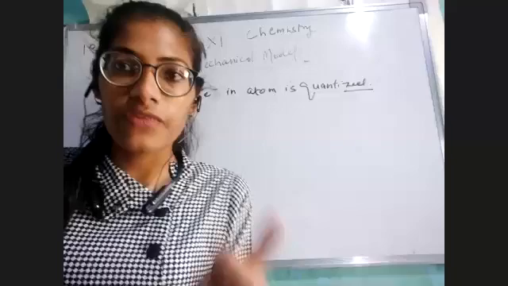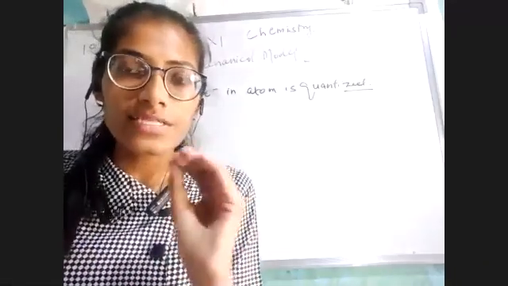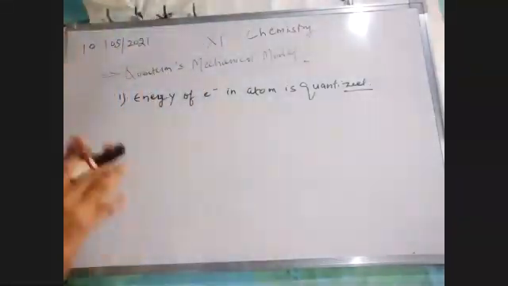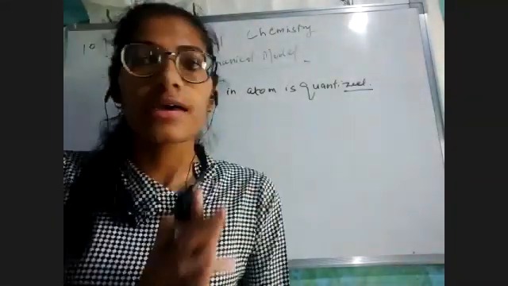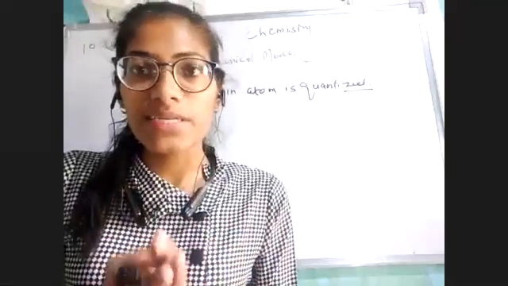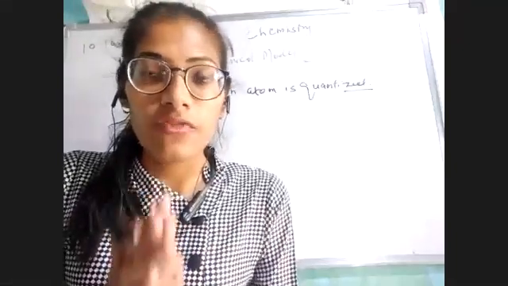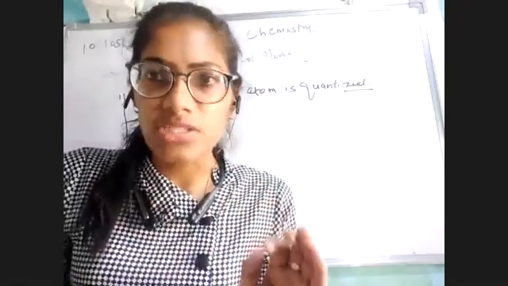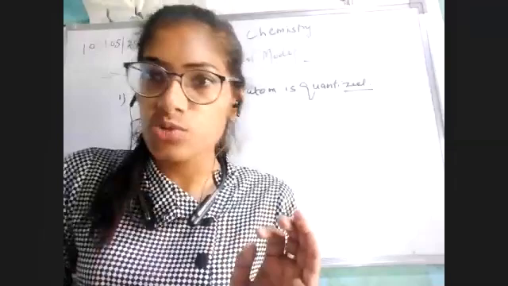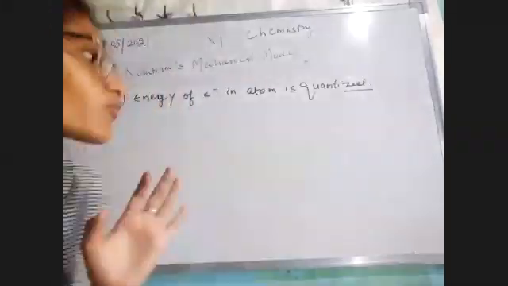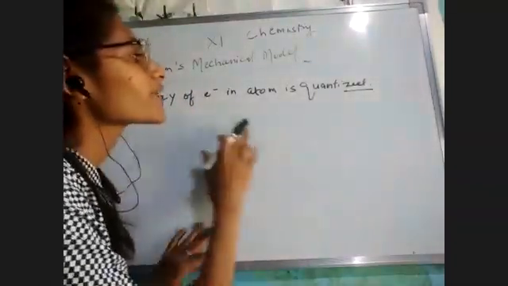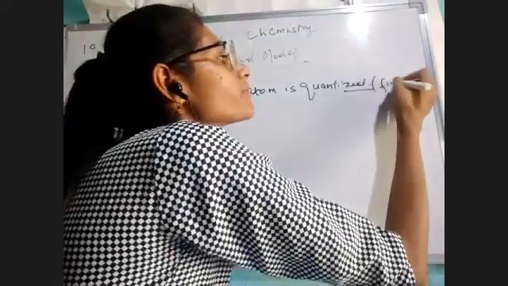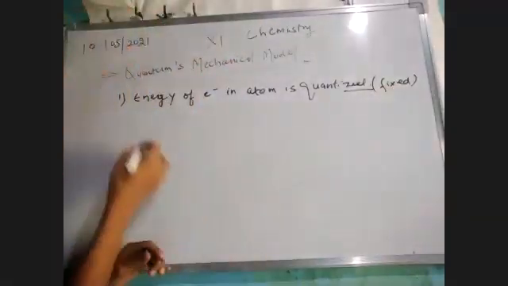Quantized means fixed. That means we can observe it in some numerical value. For example, the energy of an electron present in its orbital is in a fixed orbital, 5 gram, 10 gram, and if I talk in terms of energy, it is 5 joule, 10 joule, 15 joule. Okay, so firstly he told us that the energy of an electron in an atom is quantized. That means it is fixed.